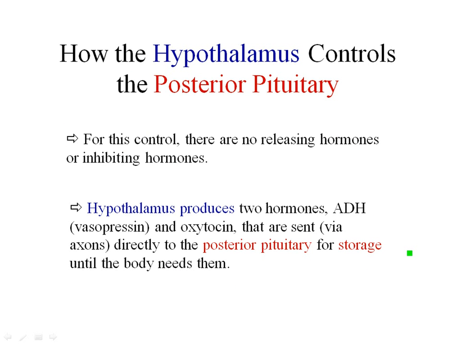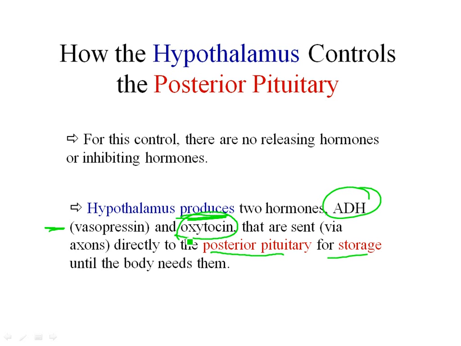Now remember, we said that there are no releasing or inhibiting hormones. Instead, the hypothalamus produces two hormones that are then sent through the axons of those nerve cells to be stored in the posterior pituitary. Those two hormones are antidiuretic hormone, also called vasopressin, and oxytocin. So those two hormones are simply going to be stored and released when the body needs them.